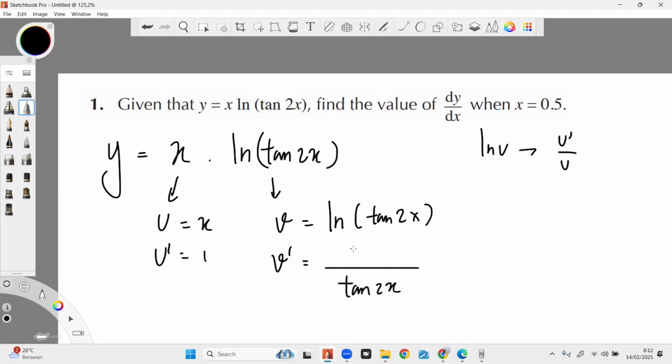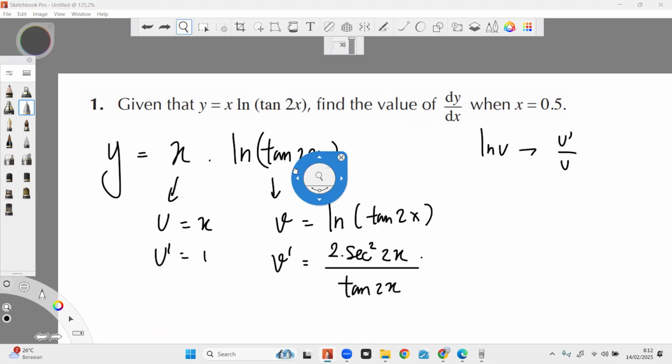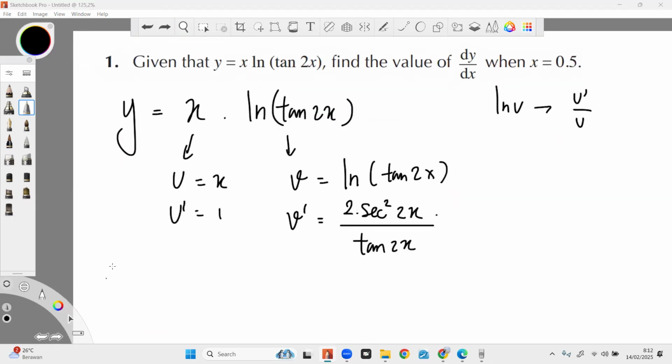U' is sec squared 2x times the inside, 2, right? Times the inside. Make sense? Okay. We can do it as simply as the multiplication rule: U'V plus UV'.